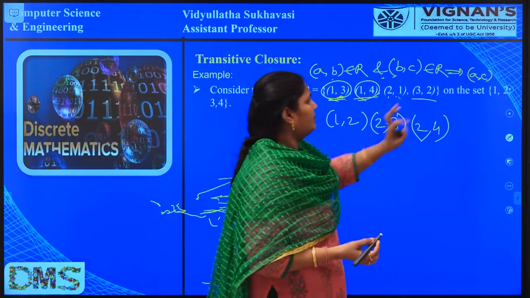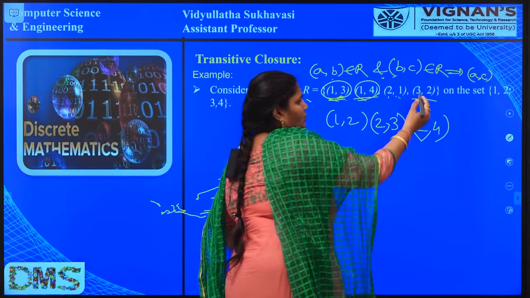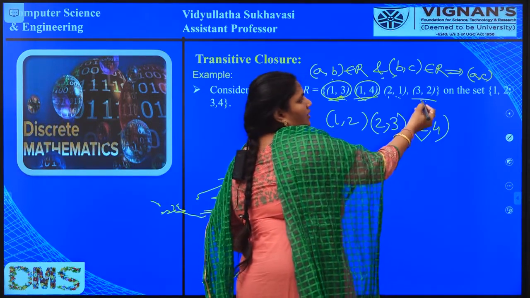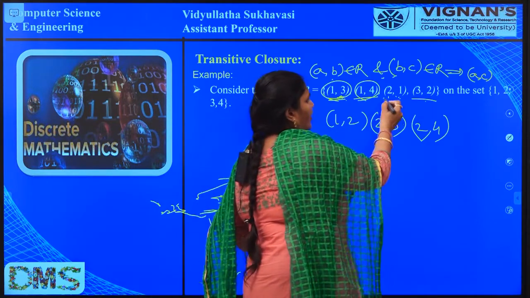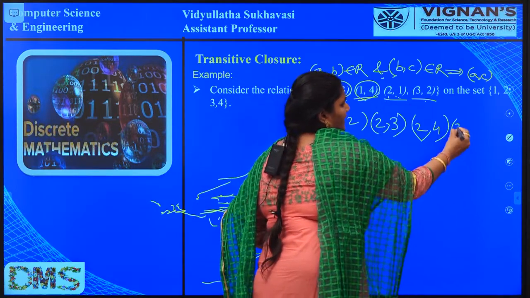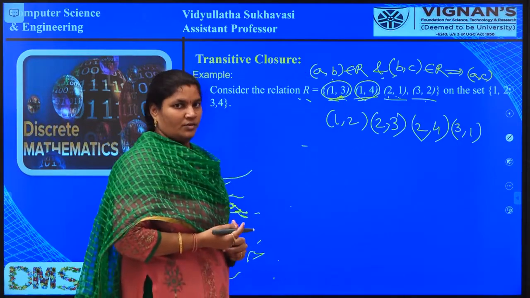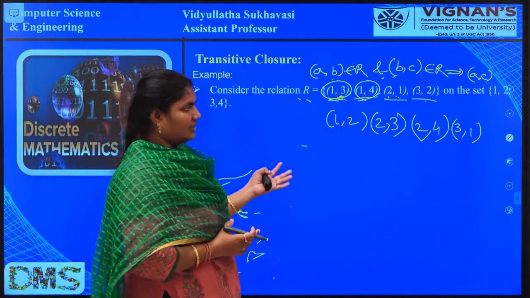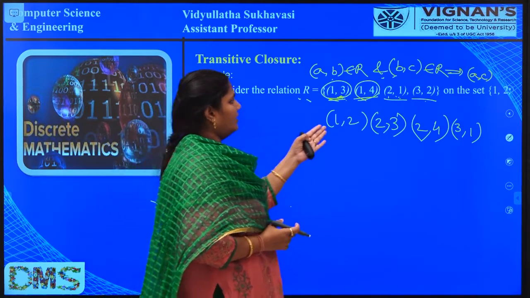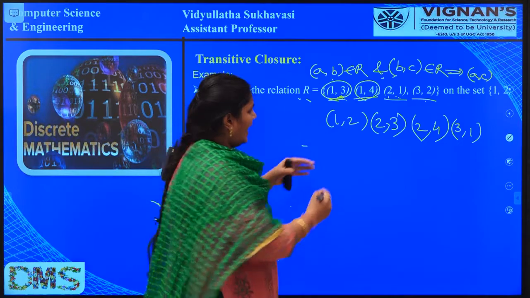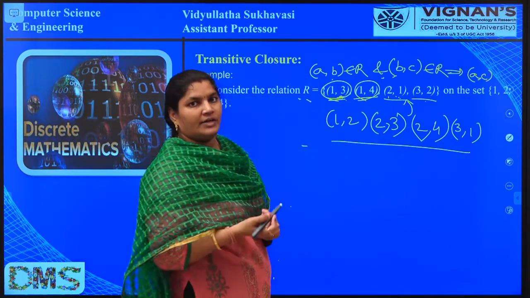Next 3, 2. So here the second element is 2. We need to check which is the ordered pair starting with 2. So this is the ordered pair. So from this we will get 3, 1. Okay. So any other ordered pair we will get? No. So now check once, if we add these 4 ordered pairs to this relation R, whether it will be transitive.